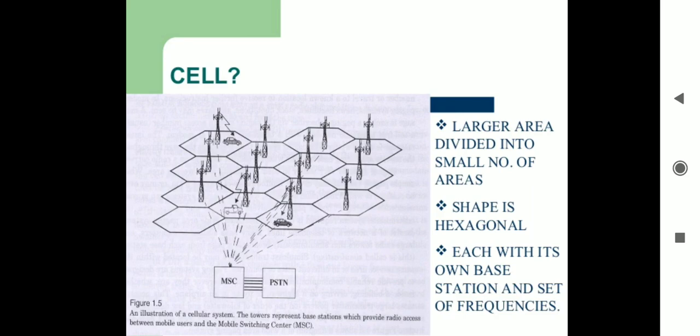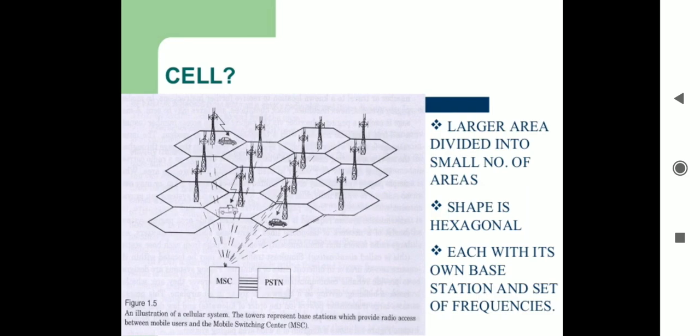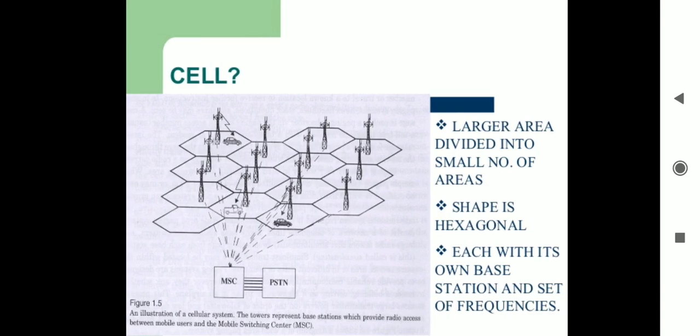Cellular mobile systems were implemented to improve the utilization of spectrum efficiency. The motivation behind implementing a cellular mobile radio system is to improve the utilization of spectrum efficiency.